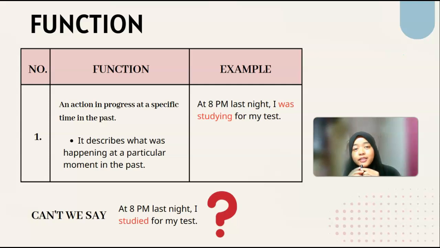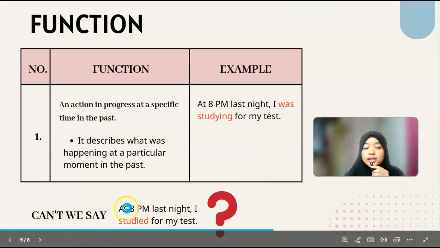Okay, so now that I have explained to you the forms, or the structures, of past continuous tense, let us move on to the functions of past continuous tense. So when do we use past continuous tense? Okay, first, past continuous tense is used when describing an action in progress at a specific time in the past. For example, at 8 p.m. last night, I was studying for my test. So this particular sentence is describing what was happening at a particular moment in the past, meaning that at 8 p.m. last night, I was studying for my test.